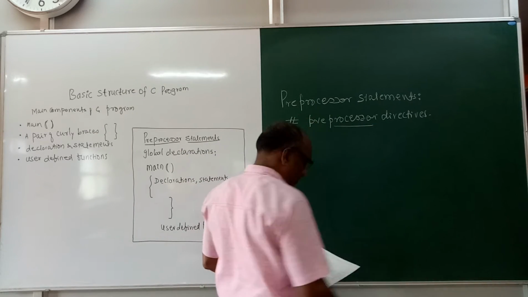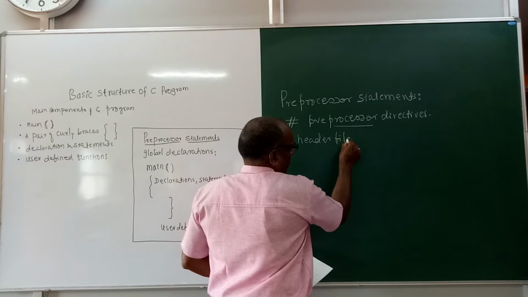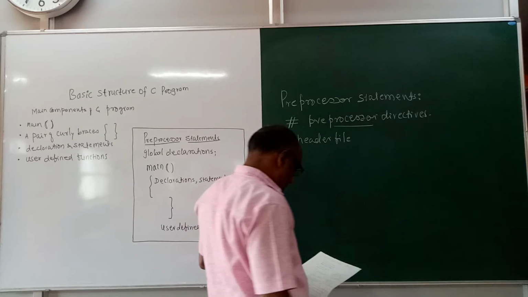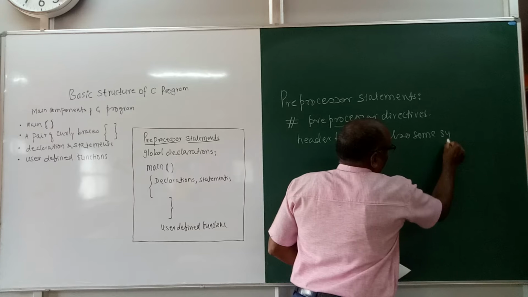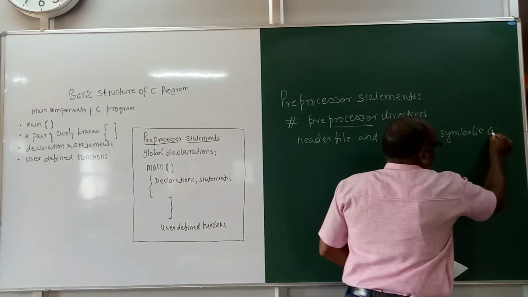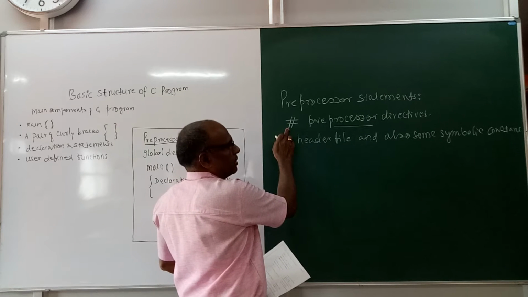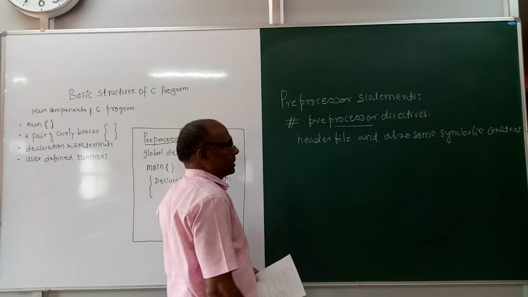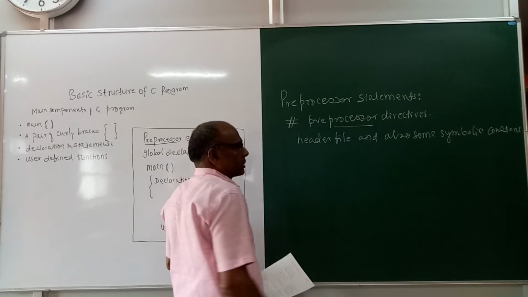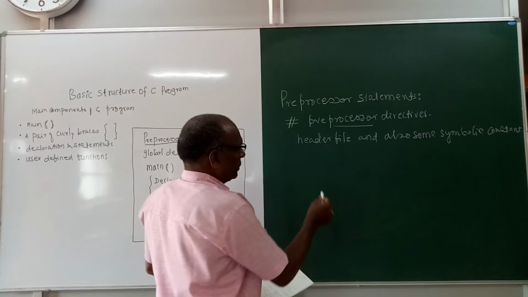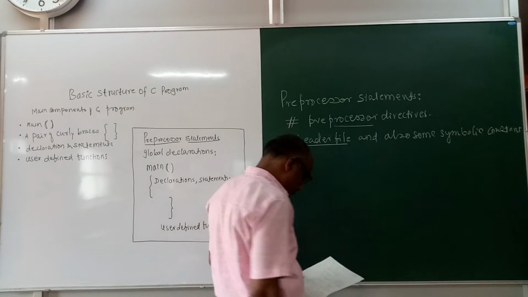These statements written with hash direct the C processor to include what is known as a header file, and also some symbolic constants. I repeat: these preprocessor statements begin with the hash symbol. They are also called preprocessor directives. The statements beginning with the hash symbol direct the C processor to include the header file in the program, and also some symbolic constants.